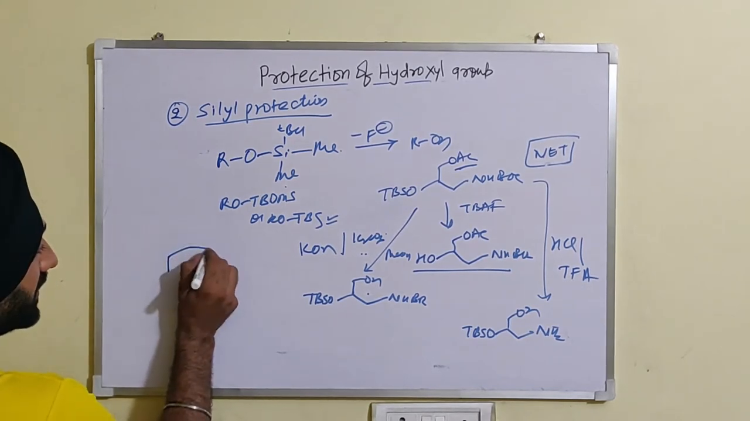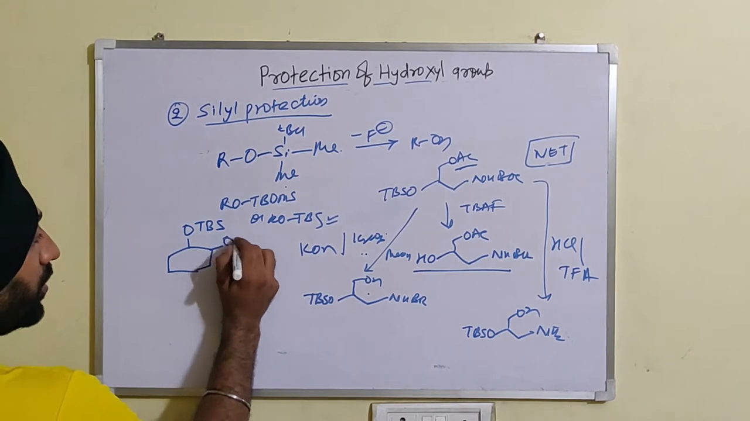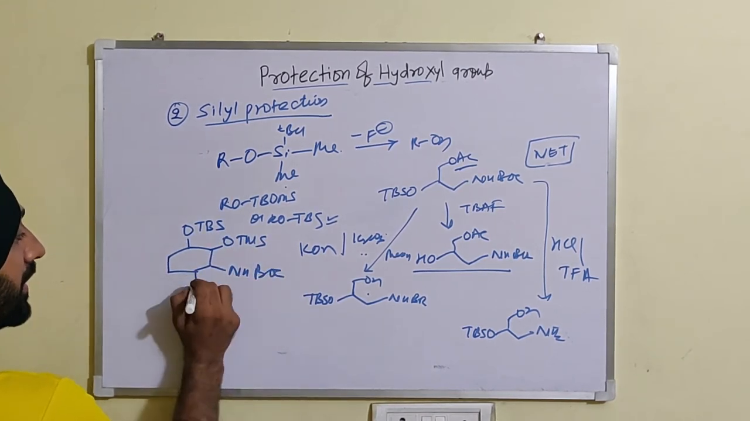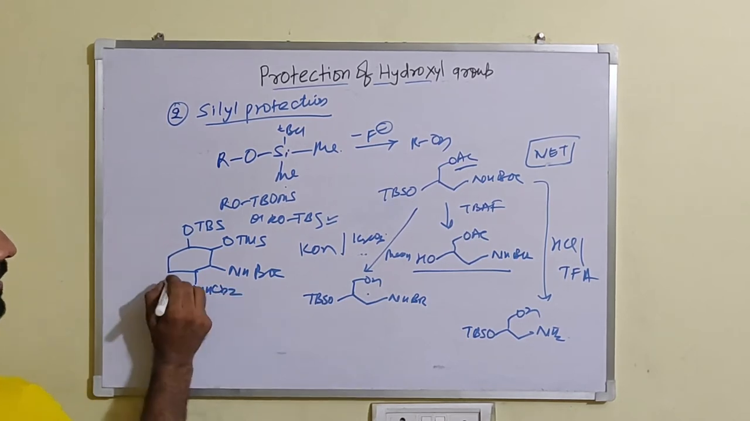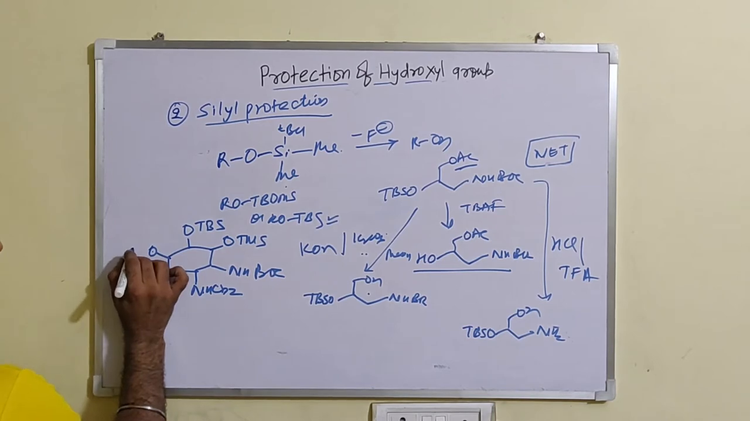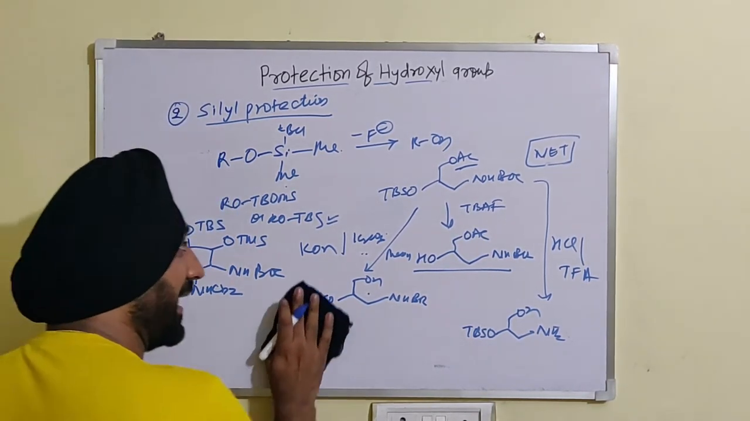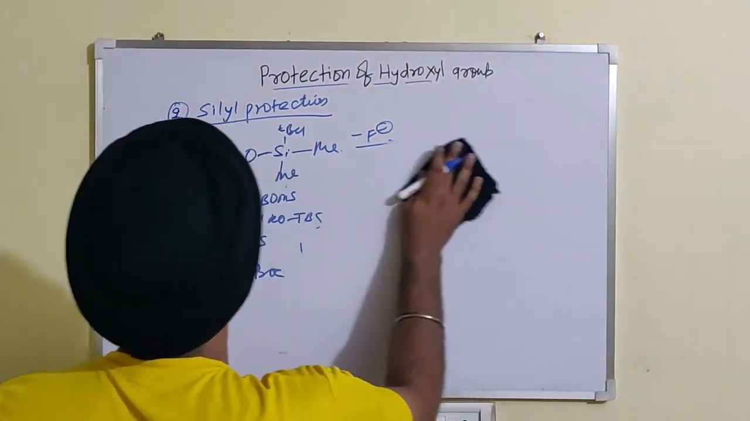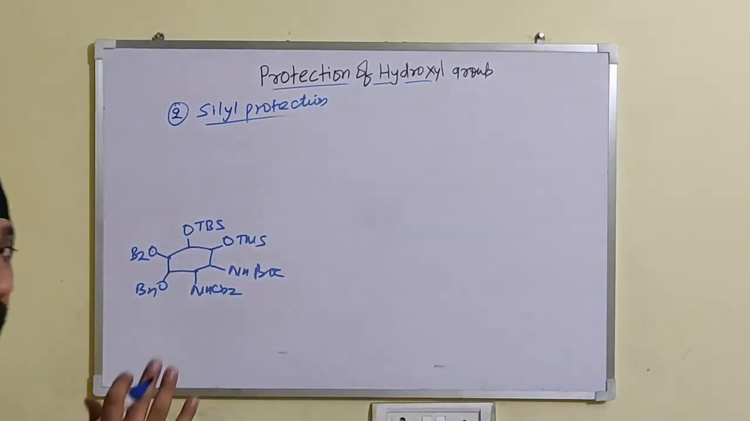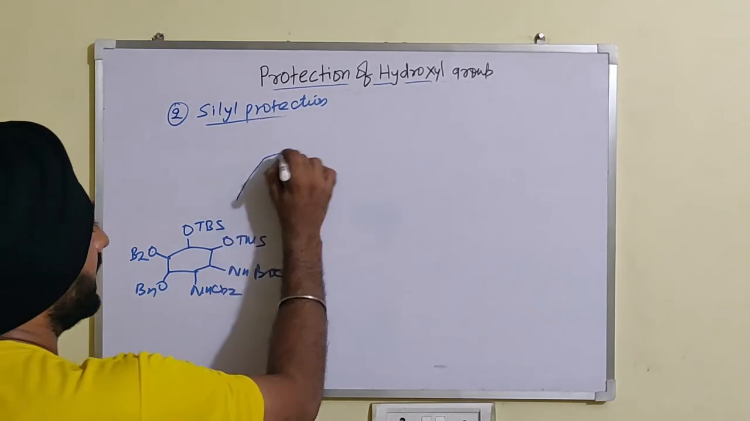Let us just take one more big example. Let us consider all the situations. Let us have OTBS, OTMS, NHBOC, NHCBZ, O-benzyl, O-benzoyl. Let us just consider this situation. Let us see what happens. Can we play around with the conditions and try to understand the chemistry? Big molecule. Now this will really test our knowledge of protection and deprotection chemistry.